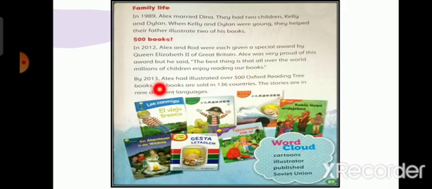By 2013, Alex had illustrated over 500 Oxford Reading Tree books. His books are sold in 136 countries. The stories are in 9 different languages. Here are the different books that Alex has illustrated, and they are in 9 different languages. It's amazing.